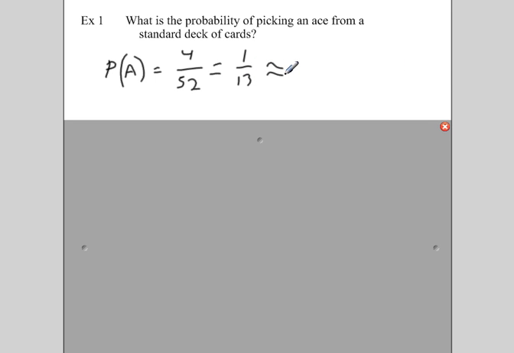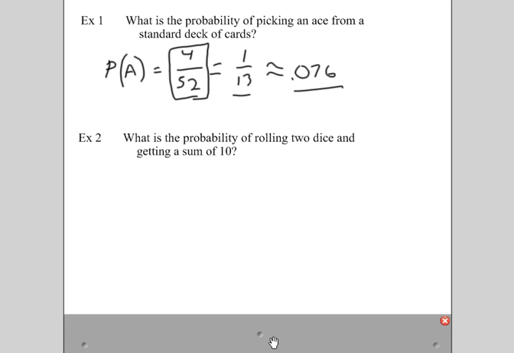It's also okay to write this as a decimal. However, to be honest with you, I prefer this original answer. Here's why: with this answer you can see exactly where the numbers come from. There are 4 aces out of 52 cards. There are cases where a simplified fraction or a decimal are preferred. However, in this case, I like to see where those numbers come from.